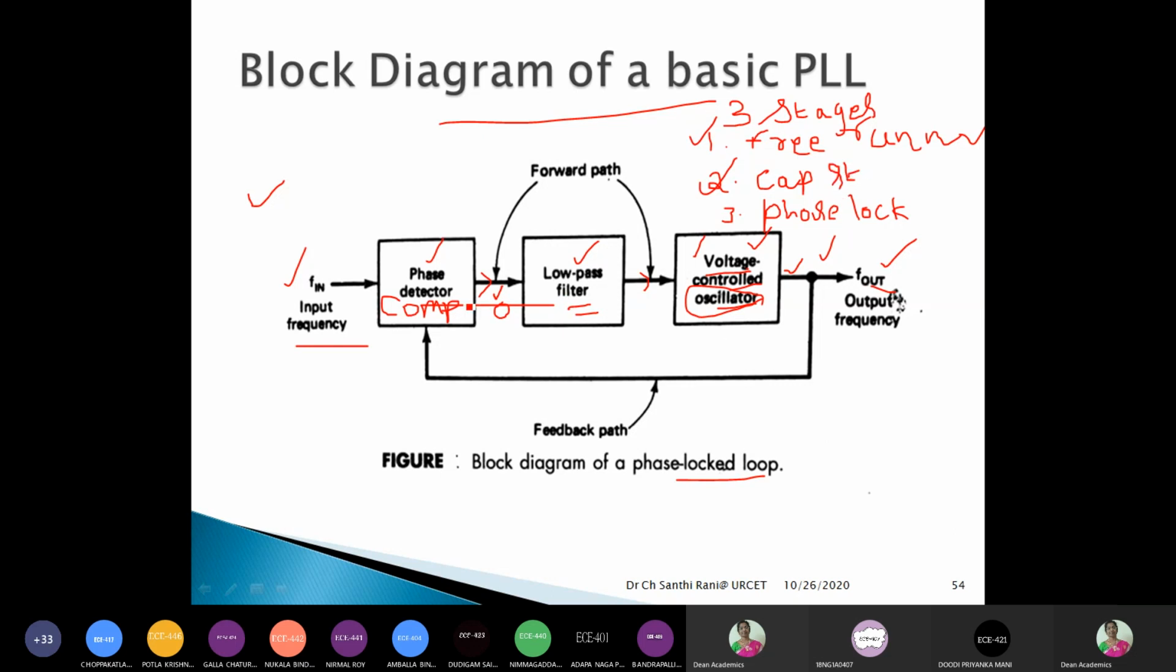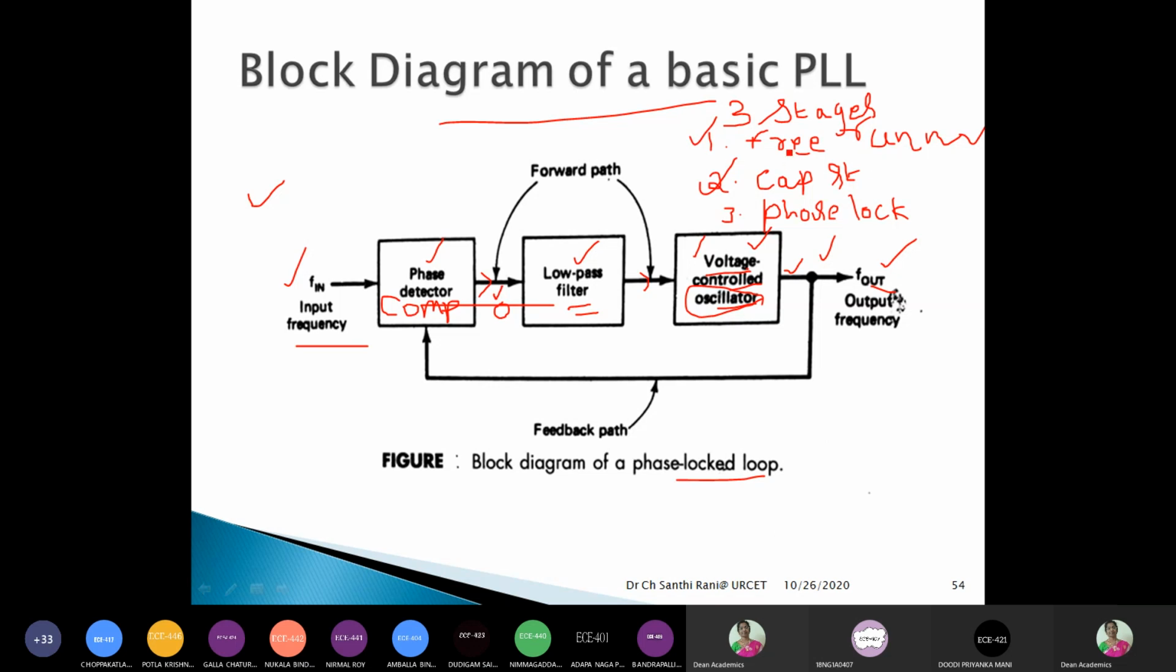So in the capture stage, what is happening? The VCO frequency is continuously changing. To what extent is it changing? Until it becomes equal to the input frequency, right? So in this phase, the PLL is said to be in the capture stage.